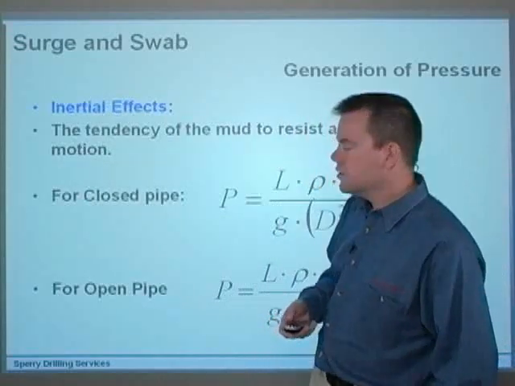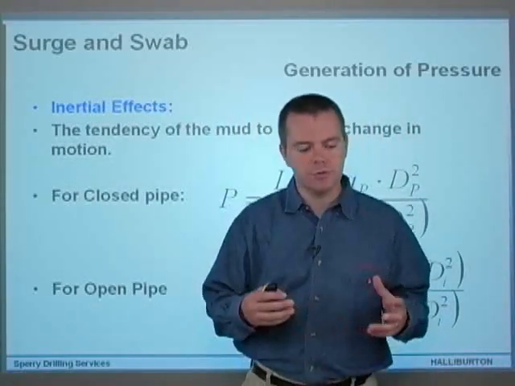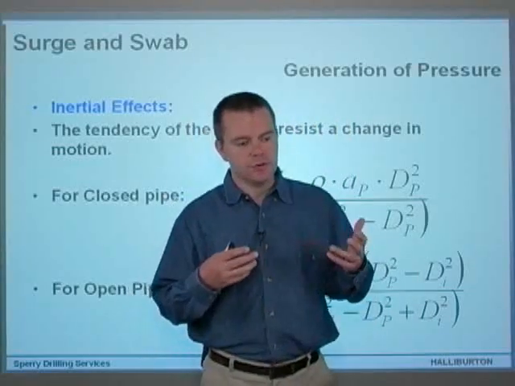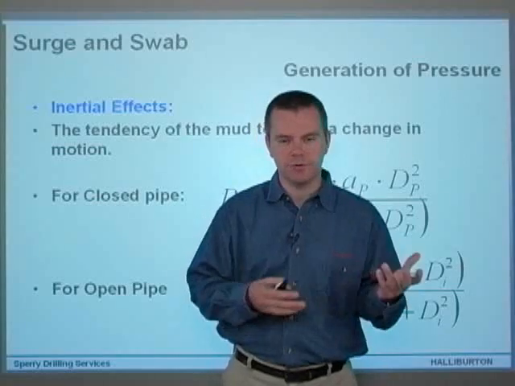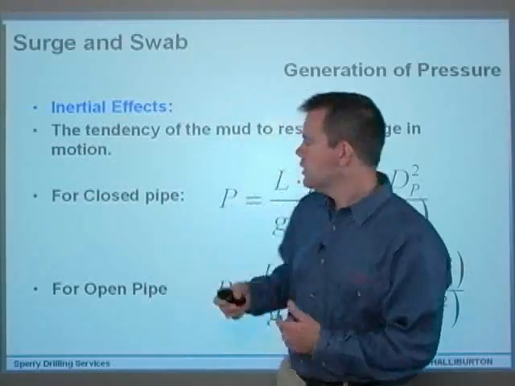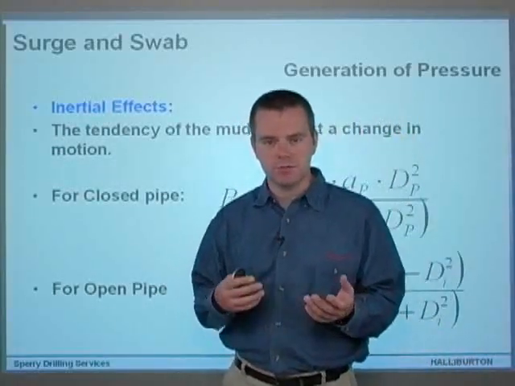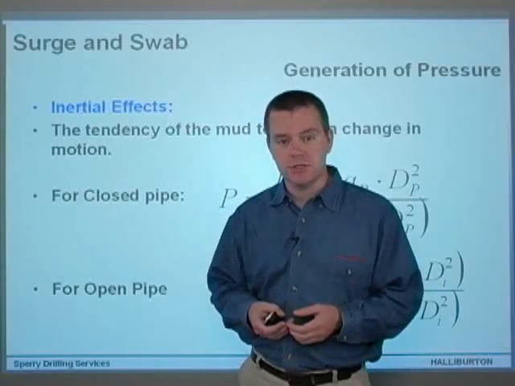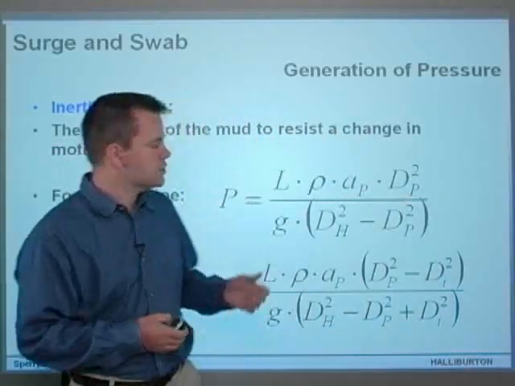Inertial effects, well, that's basically the tendency of mud to resist a change in motion. As you know, that inertia is basically the resistance of a body to change its state. It could be from rest to moving, or from moving at one speed to moving at another. So the inertial effects on mud is basically the tendency of the mud to actually resist changing its state as well. And this can actually be worked out using these sort of equations.